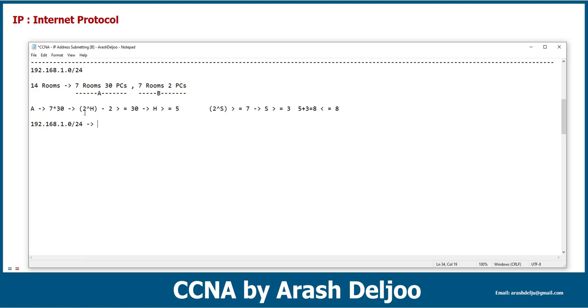Now we can start designing the IP address. 192.168.1.0/24 means 192.168.1, and all of these 8 bits now are the host bits. But we need only 5 bits for host, and we need 3 bits for the subnet. Let me show you: 192.168.1. Here we have 3 bits of subnets. This is our design, and also 5 bits of the host.